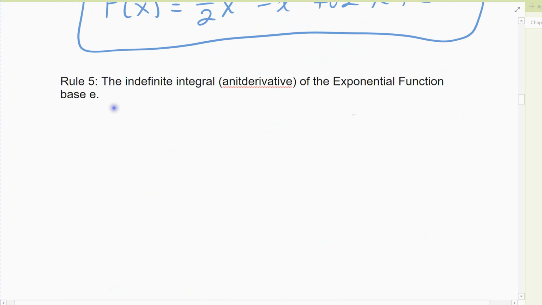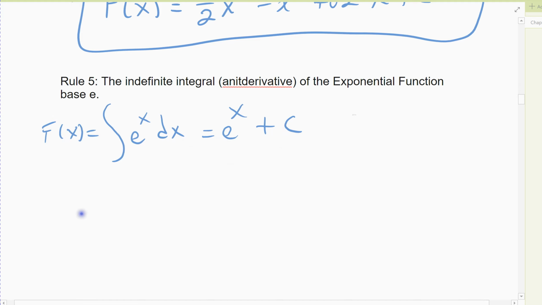Alright, rule 5 has to do with the e function, which again has two parts. The first one is just e to the x. If I have e to the x with respect to x, well, remember the derivative of e to the x is e to the x, which should make sense. The antiderivative is e to the x, except you've got to add that constant to the end. It's e to the x plus c. So that would be the family of antiderivatives for e to the x.